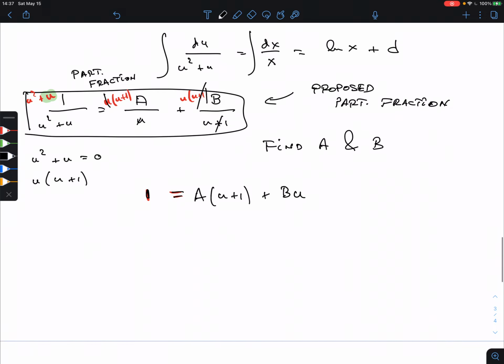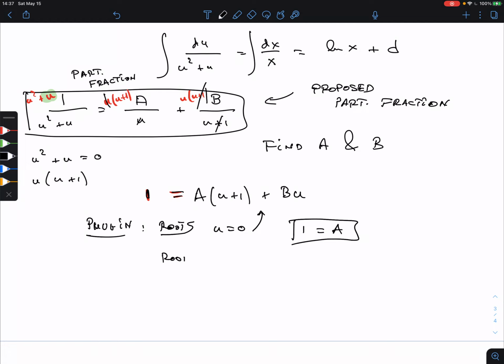Now there are several techniques. Some people say expand and compare coefficients. But in these cases, there are simpler things. So plug in special values, the special values that are the roots here. In this case, it's very easy to plug in u equals 0. If I plug that in, I find that 1 is equal to a plus b times 0. So I know already that a is 1.